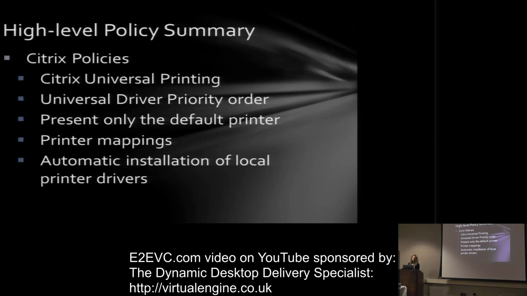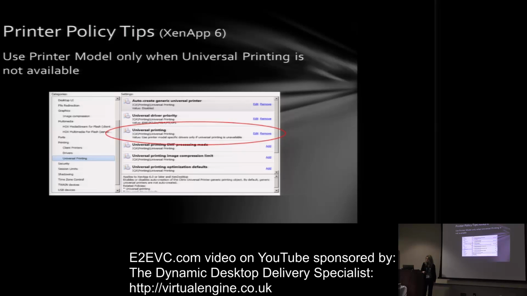All right, so there are many Citrix policies that will help with locking down the drivers and making sure that printing works well. We'll go through those next. The first thing I recommend is using the printer model only when universal printing is not available, so obviously relying heavily on the Citrix Universal Print Driver. Does anyone have any experiences that would stray from that?